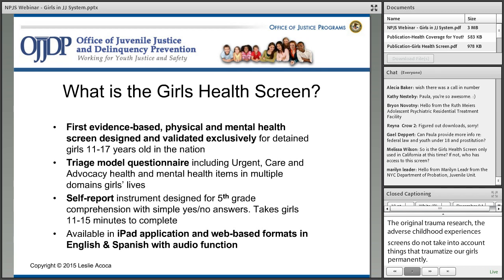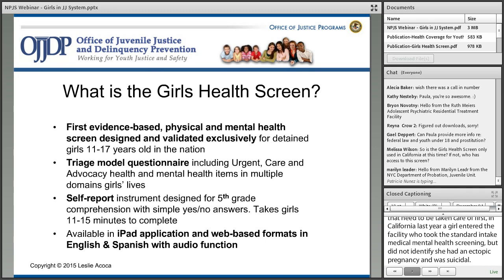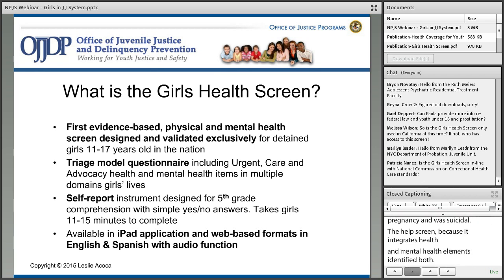A good example in a California detention center last year was a girl who entered the facility who took their standard intake medical mental health screening that didn't identify that she had an ectopic pregnancy and was also suicidal. The girl's health screen, because it integrates both health and mental health elements, identified both. So it's really a question, it's a policy question, but it's also a life or death question. And we're kind of the front door. The people who do relational issues and training and the programming for girls really need the information that we provide, and we need them to follow up and provide the treatment.